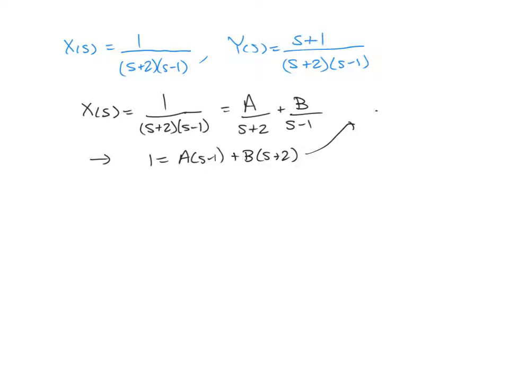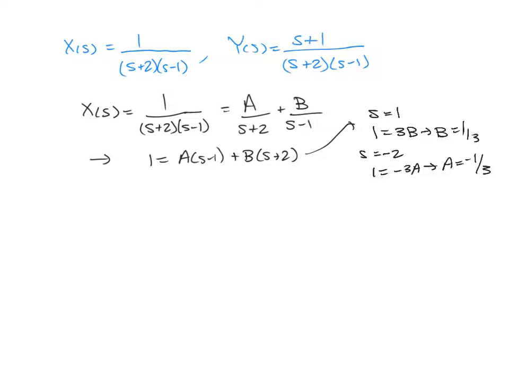If we now pick s to be equal to 1, we get 1 is equal to 3B. That makes B equal to 1/3. If we pick s to be equal to negative 2, we have 1 is equal to negative 3A. So that makes A equal to negative 1/3.